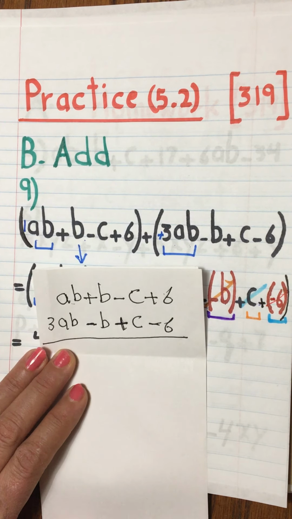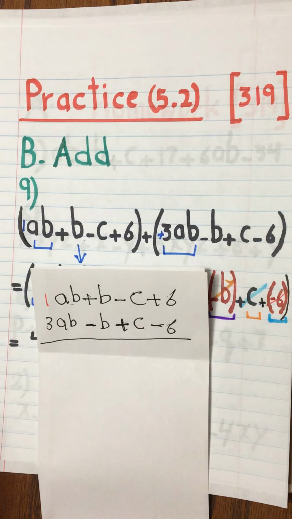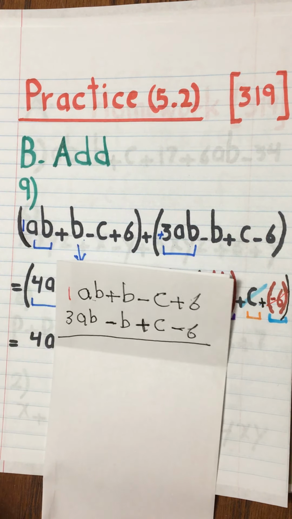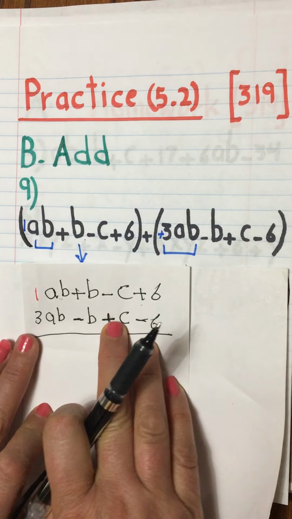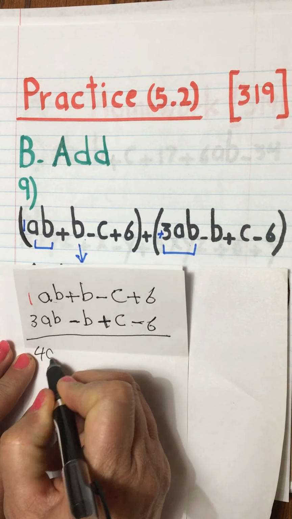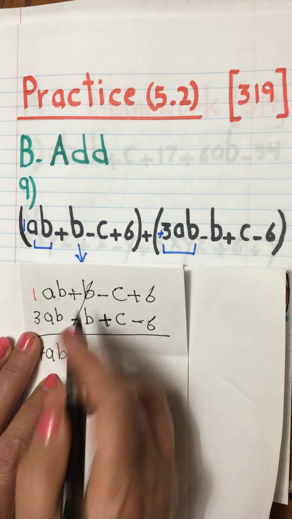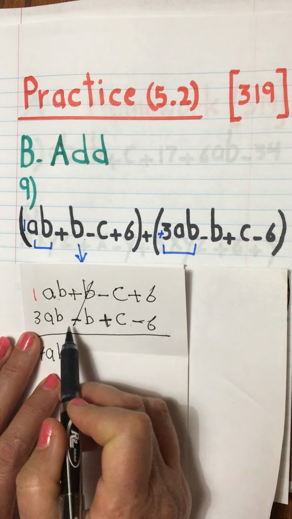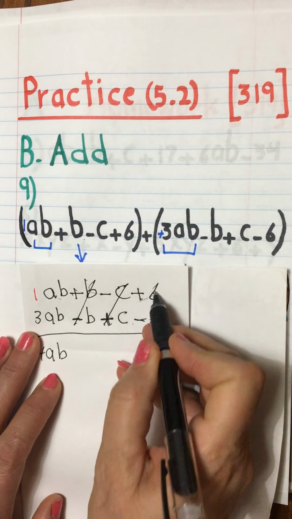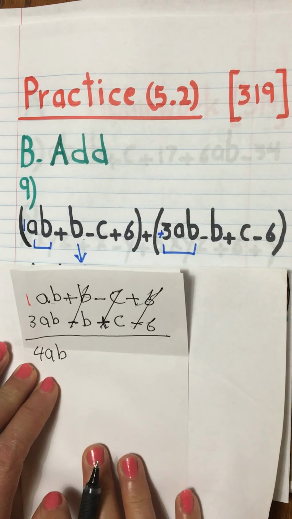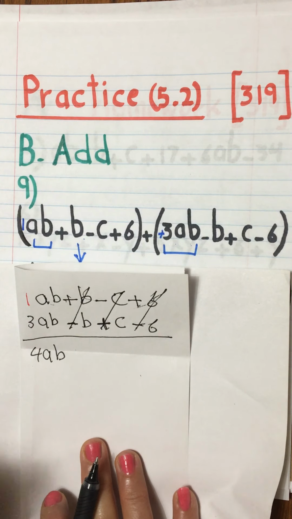So I already have one right here. So the answer is 4AB, positive B and negative B cancel out. Like terms with different signs cancel out. So the answer is 4AB. You can try it in this way, guys, or you can do it this way.